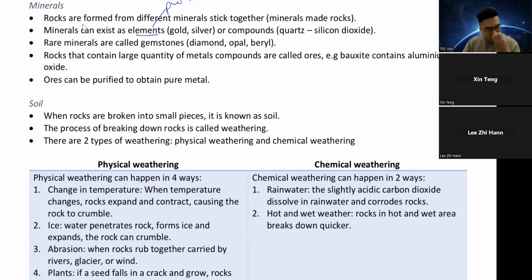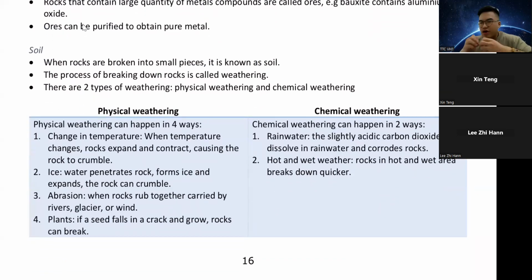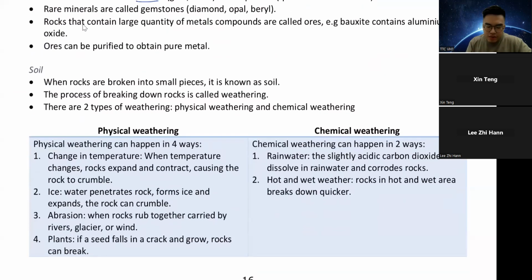Okay, so next, what is soil? When rocks are grinded into small pieces, it's called soil, just like your sand. Sand is a type of soil. Okay, so how can you break rocks into soil? You have physical weathering, you have chemical weathering. Weathering is called 风化 when you break stone into small pieces.